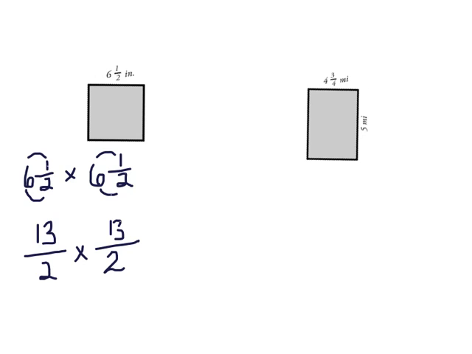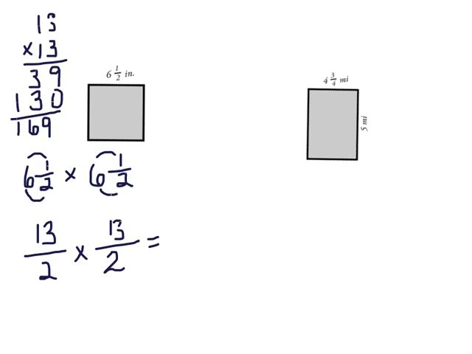And in order to do that, let's go up here. 13 times 13. 3 times 3 is 9. 3 times 1 is 3. 1 times 3 is 3, and 1 times 1 is 1. So I get 169. And 2 times 2 is 4. That's definitely an improper fraction. So let's divide that out.